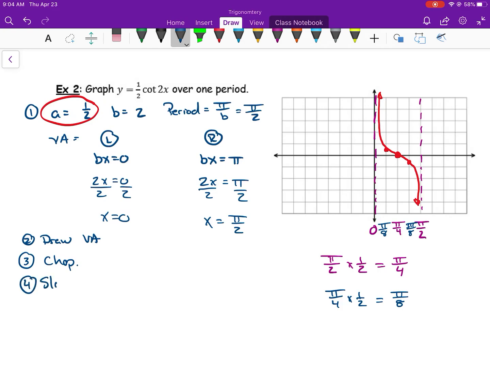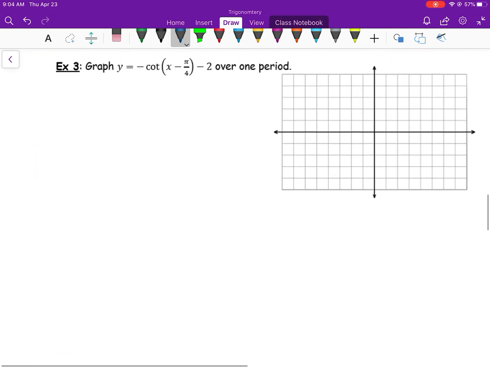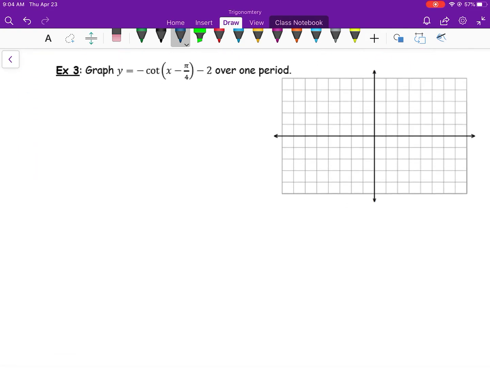Okay. Step 4 is our slope. Step 5 is the graph. Alright, so everything is done. Move on to example 3. A little more difficult.